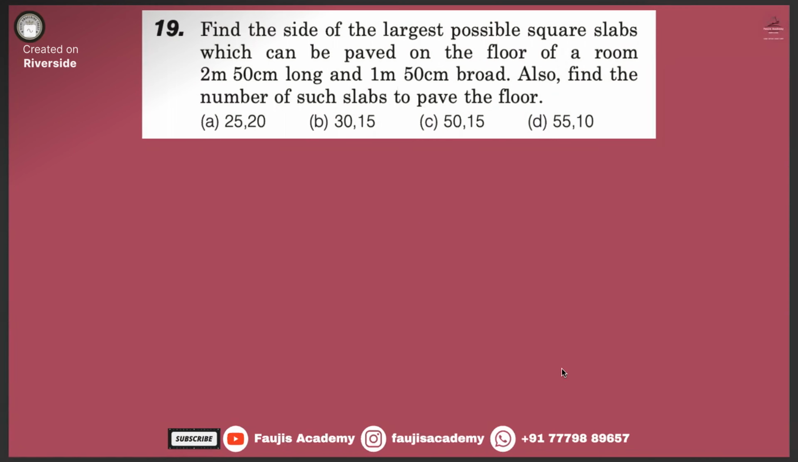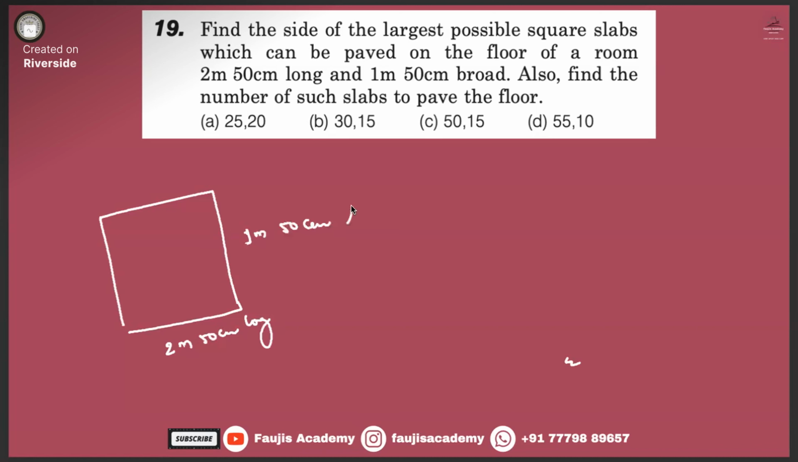Yes, question number 19. Find the side of the largest possible square slab which can be paved on the floor of a room. The floor of the room is 2 meter 50 centimeter long and 1 meter 50 centimeter broad. Also find the number of such slabs to pave the floor. So length is how much? We can write it in terms of centimeter, 250 centimeter. Breadth is 150 centimeter.